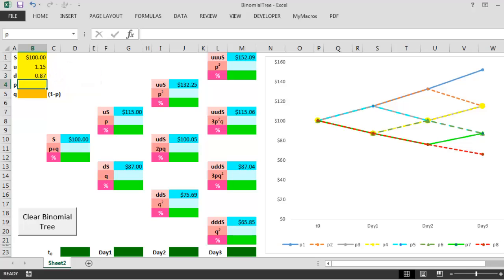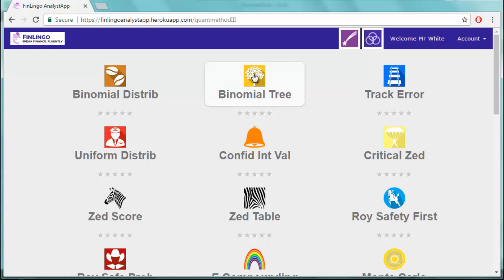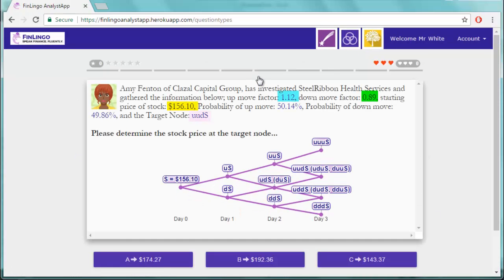We'll get to the binomial probabilities in a couple of minutes, but if we head now over to Finlingo.com, we can try out an example question which is going to ask us for a stock price at a particular node. Here's a brand new unique question. Pick out the 3 key values and note down the target node.